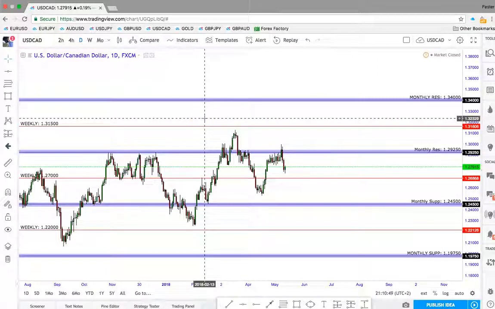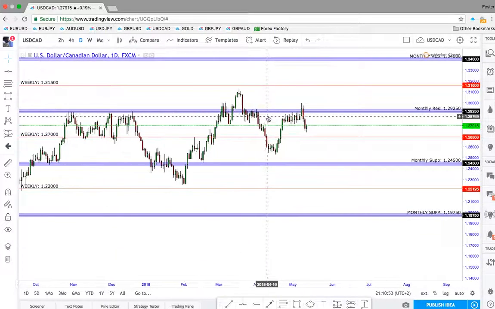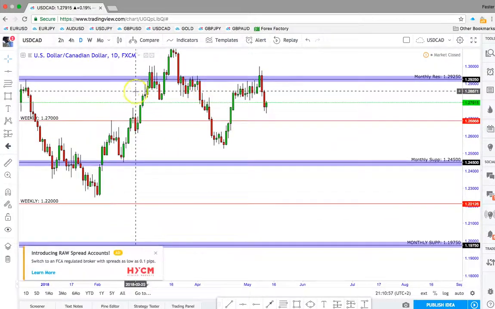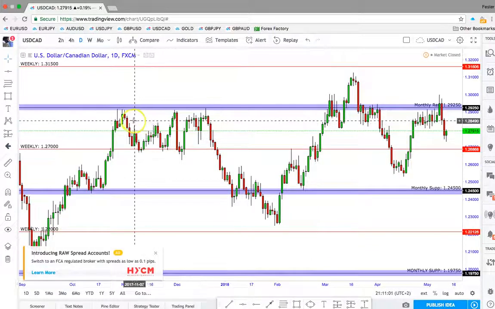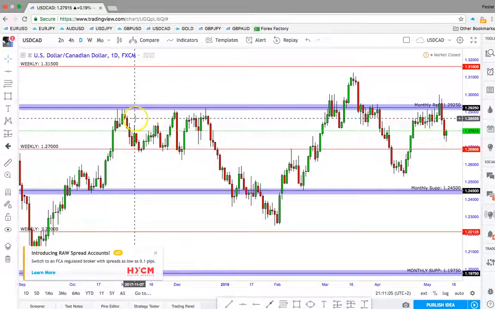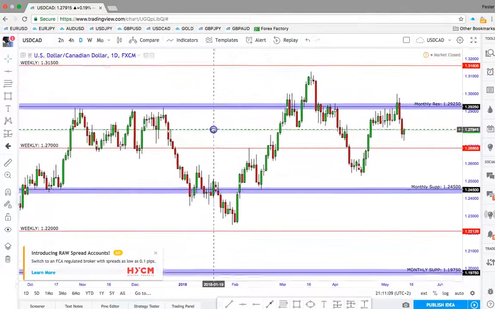So now that your weekly and your monthly is done, what I need you to do is zoom your charts nice and big, and you want to look at least on the daily. You don't want to go too far back. 6 months or so for a level is good enough.